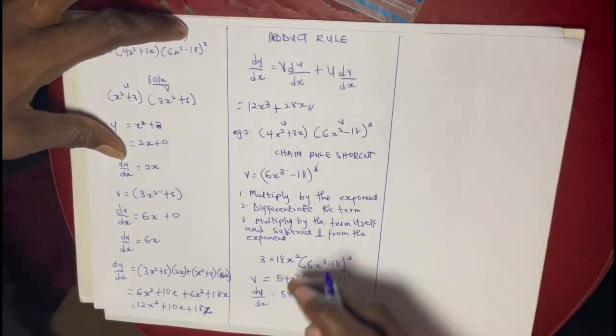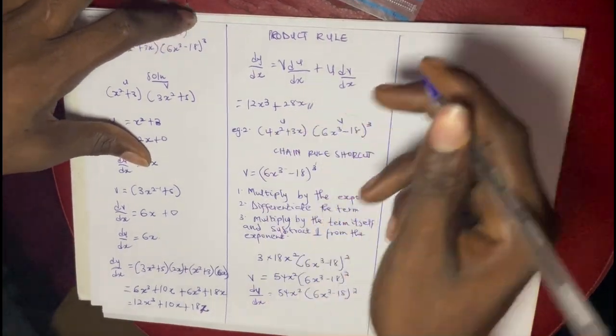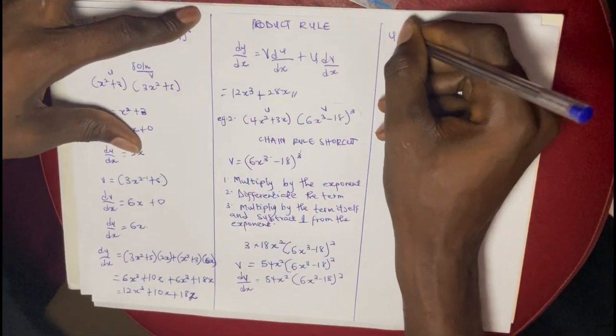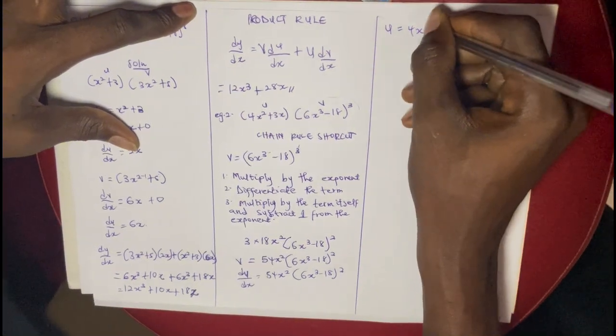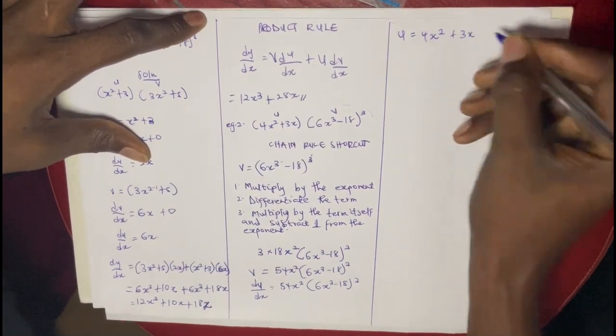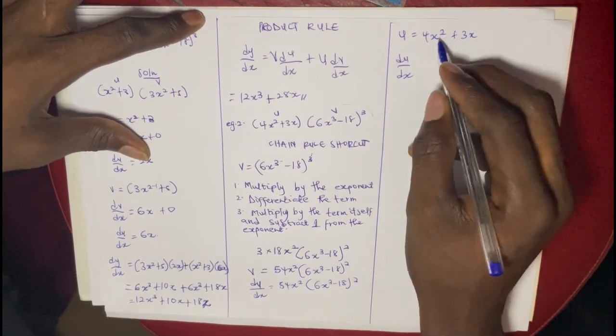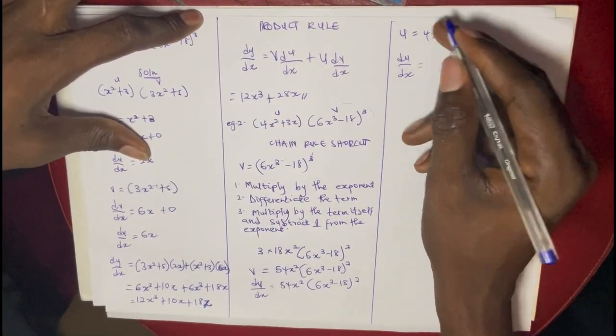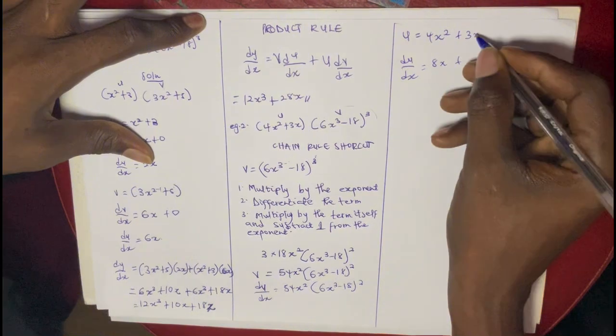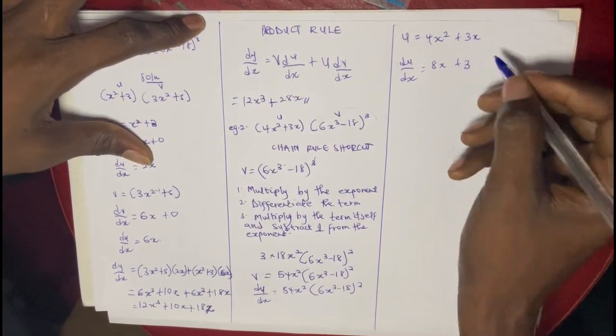So we have v, we have your dv/dx. So we are looking for your u. So u is equal to 4x squared plus 3x. So du/dx, you are differentiating u with respect to x. You are going to get 8x plus 3. If you differentiate 3x, you are going to get 3.